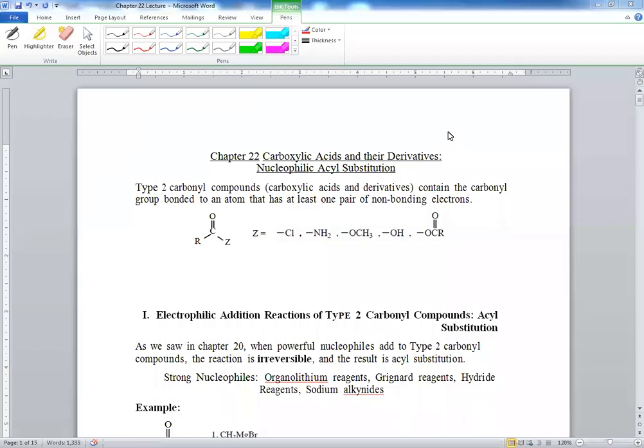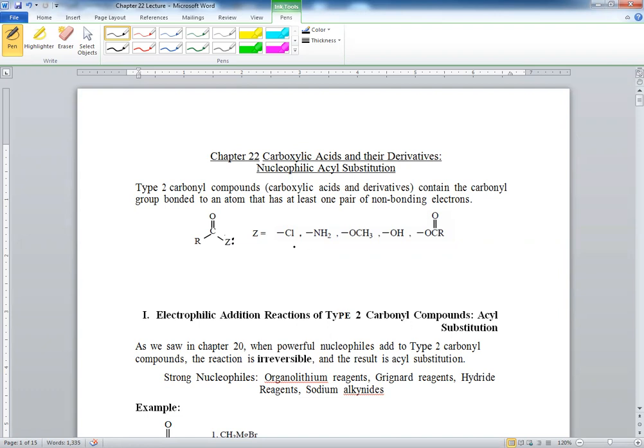We will study the reactions of carboxylic acids and their derivatives in Chapter 22. Most importantly, we will focus on nucleophilic acyl substitution reactions. If you recall from Chapter 20, type 2 carbonyl compounds were introduced, and they were the carboxylic acid derivatives. They were especially different because they have a leaving group, that's Z, and it has at least one pair of electrons.